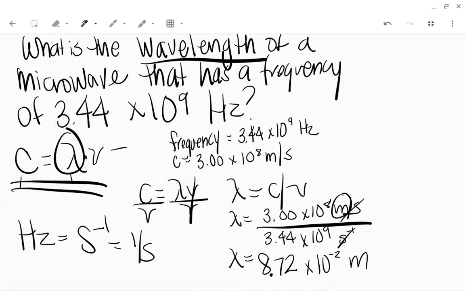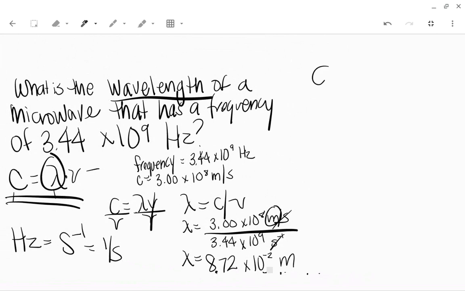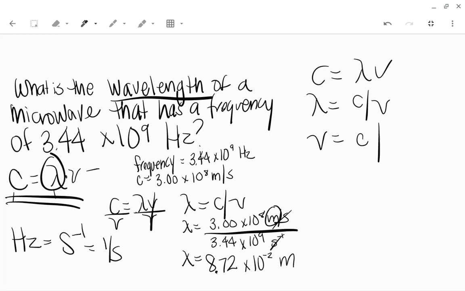Okay, so let me write down here in this little corner. So you have c equals lambda nu. If you wanted to just find lambda, or wavelength, you can rewrite the formula to be lambda equals c divided by nu. And if you just wanted to find frequency, which is denoted by nu, you can do c divided by lambda right here. And so these are 3 different ways that you can use this in order to solve for another variable inside the formula.